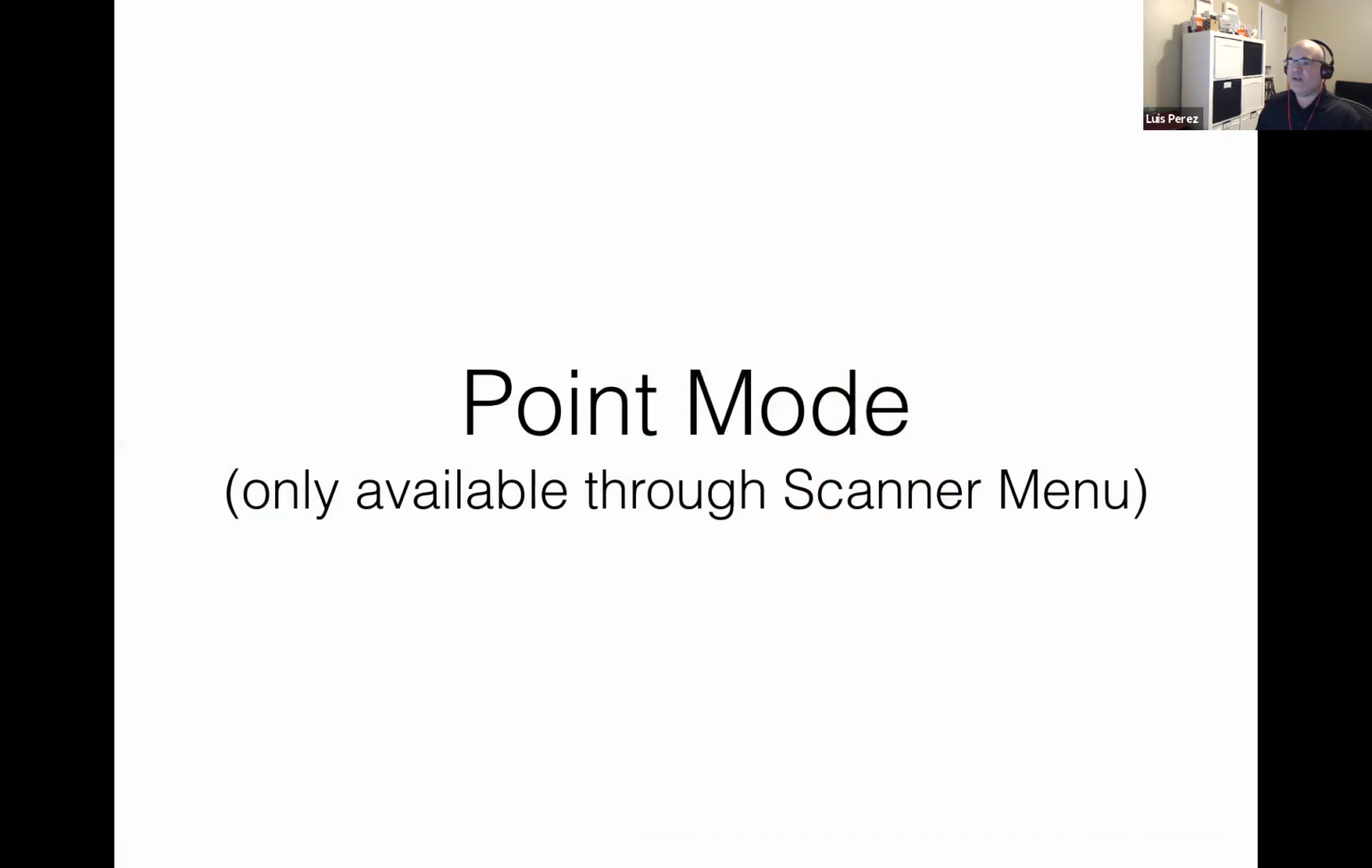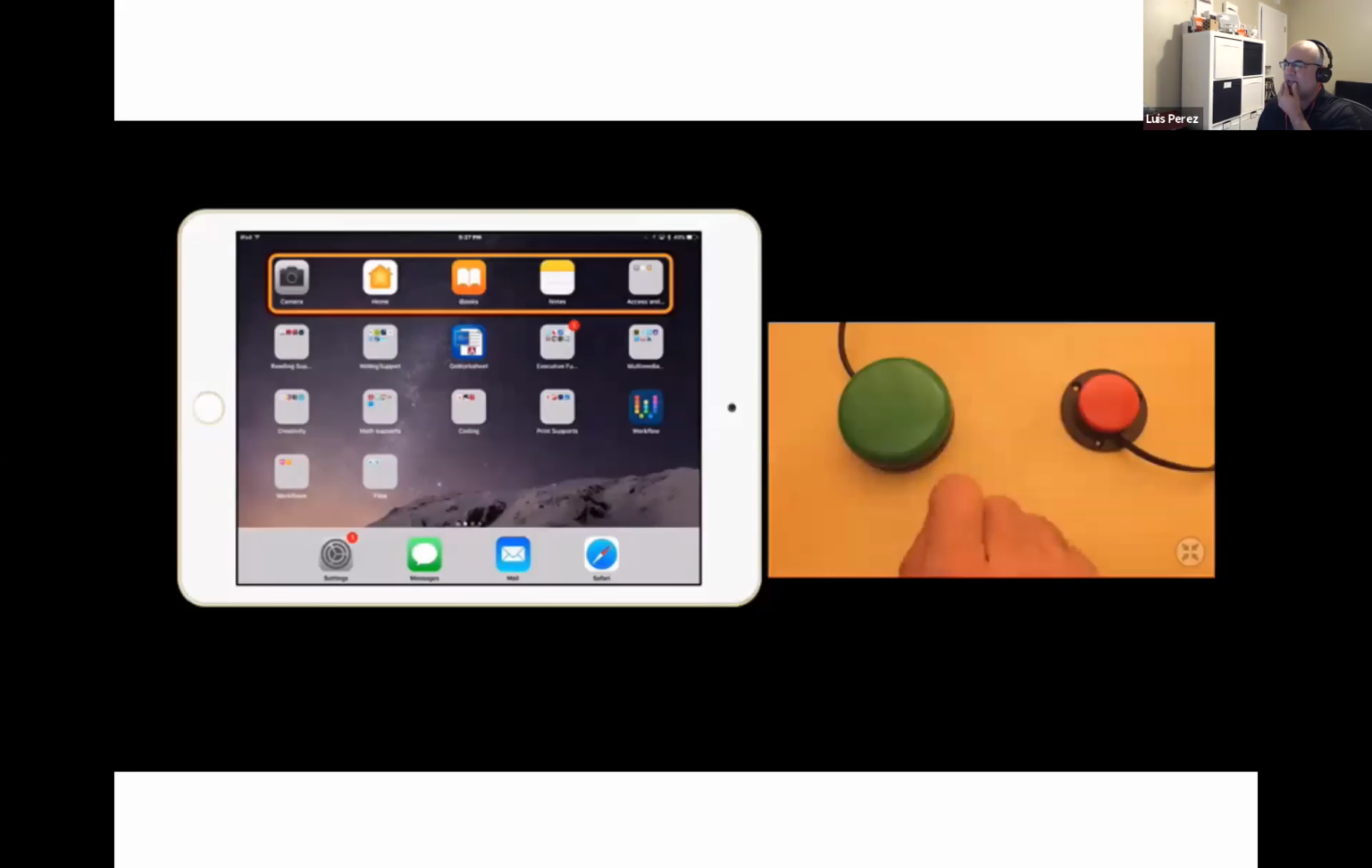Now, let's see how I'm doing on time. I'm actually doing pretty good. So point mode, as I mentioned, is a special mode. It's only available through the scanner menu. So at this point, we're going to have to use the scanner menu. Here's a quick video of it for you. If not, I can always show it to you live.